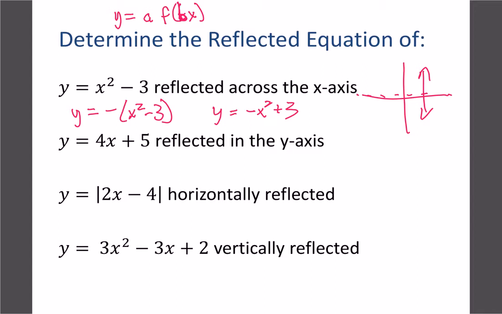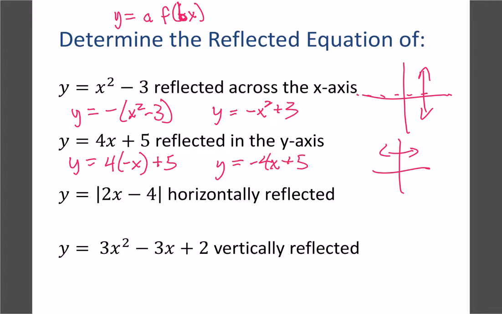Okay. The next one you can see is reflected in the y-axis, so that's going to be a horizontal reflection. So for this one, put the negative value just with the x, just where the b value would be. So if you just put a negative x in brackets, that's the simplest way to solve that one. And then when we FOIL that one out, you can see our equation would be negative 4x plus 5. And in any of these cases, you can always graph the original, graph the new one, and you'll see that they are horizontal or vertical reflections.